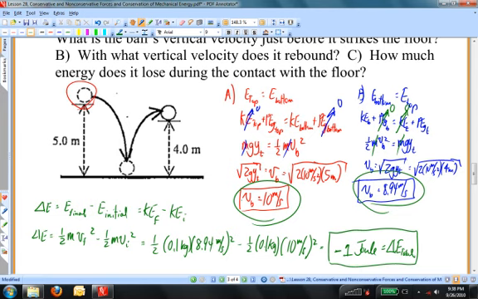Somewhere that energy was given up in the form of heat, sound, and other dissipative forces. The idea is that there's 1 less joule available to the ball in kinetic energy when it leaves the floor. Now let's go to our last example.